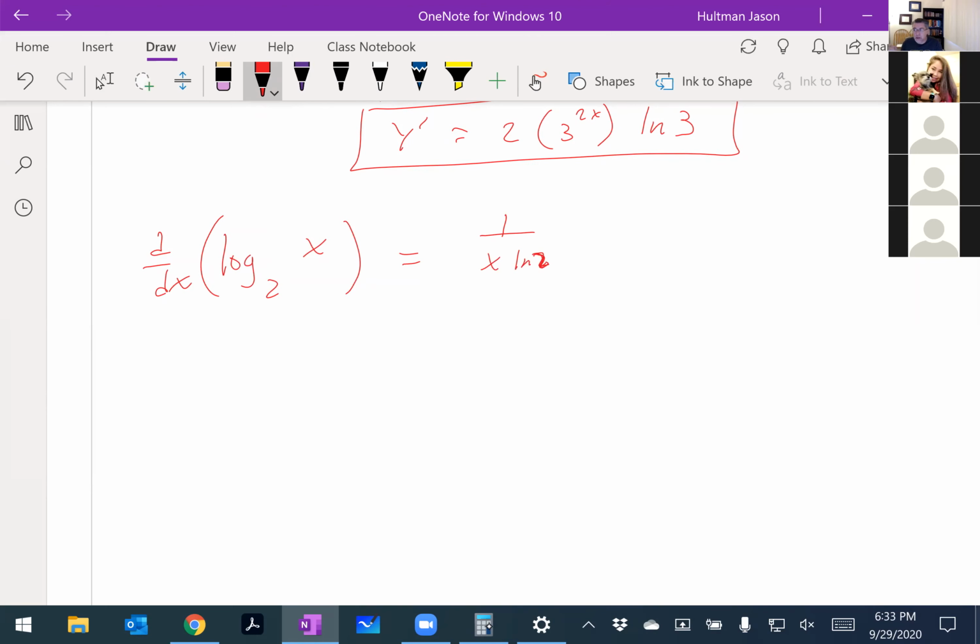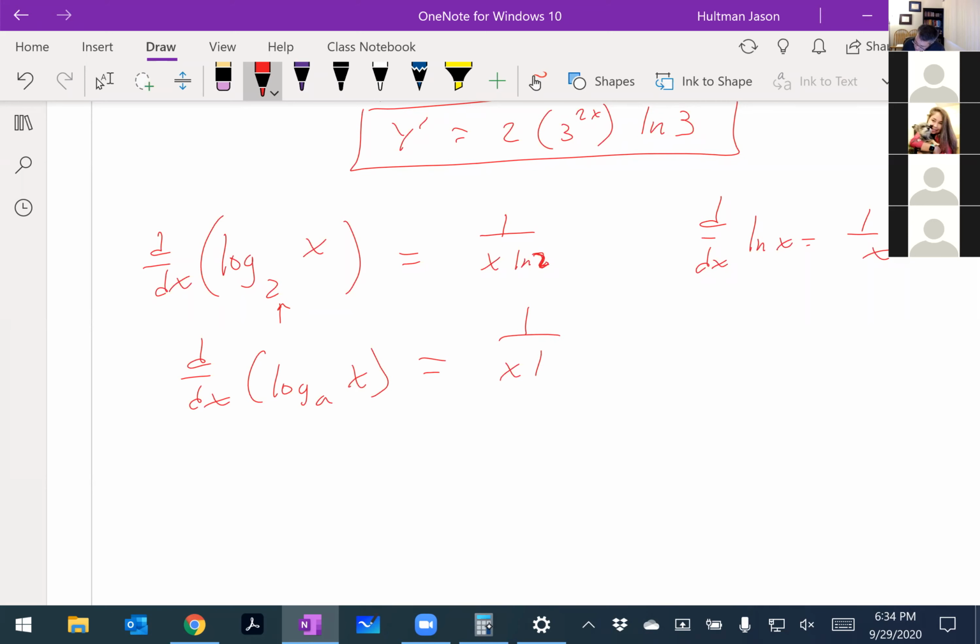If you had natural log of x, what was d dx natural log of x? Wasn't that just 1 over x? So here you just have the natural log of whatever the base is on the bottom. That's it. Pretty easy. So if we wanted to generalize this, the derivative of log base a of x is equal to 1 over x natural log a. That's it. Boom. That's the derivative of that guy.